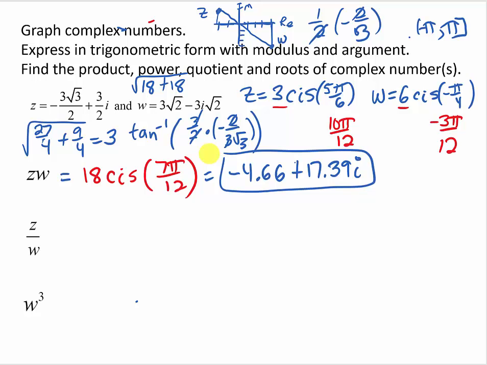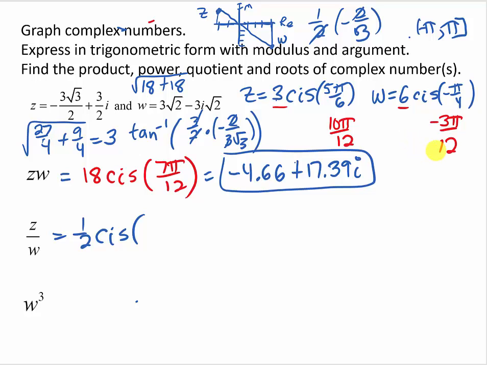Now, if we want the quotient, Z over W, I divide the moduli and I subtract the arguments. So I want Z over W, so that's going to be 3 over 6, which is 1/2, and then CIS, and I subtract the arguments, and I'm going to do Z, which is the 10 pi twelfths, and subtract the W's argument, and subtracting a negative will make it a positive, so it looks like I'm going to get 13 pi twelfths.